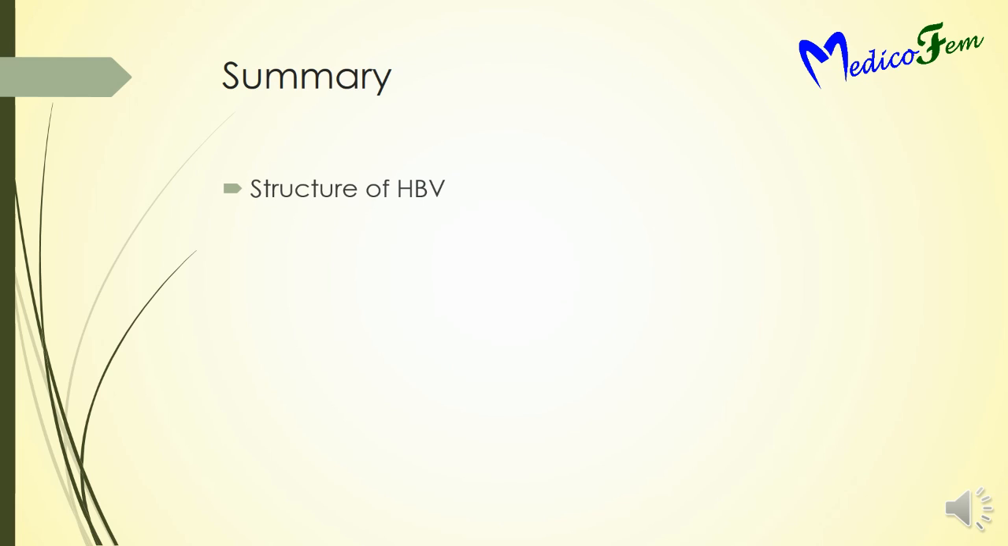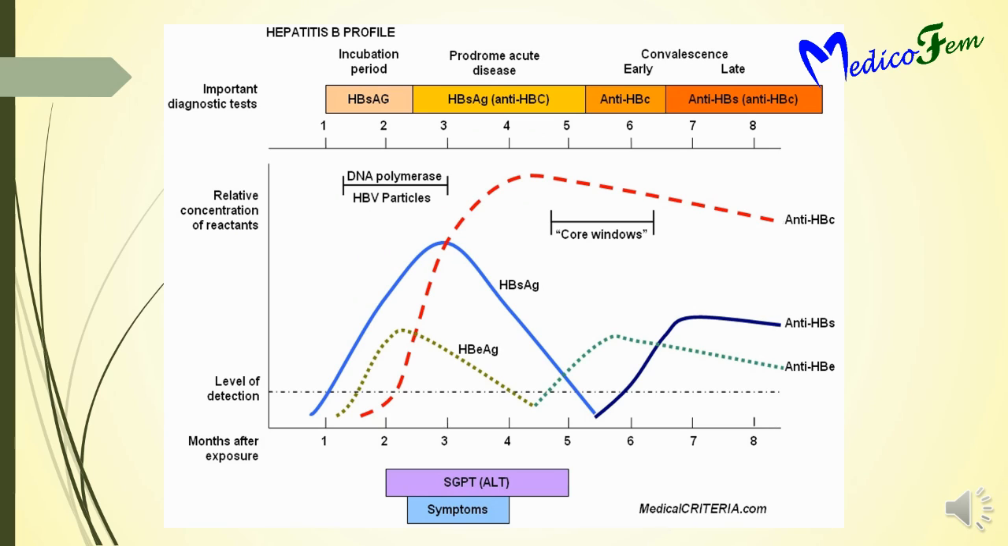In this lecture, we have covered the structure of hepatitis B virus, modes of transmission, clinical disease, and laboratory diagnosis. This is the complete diagram showing all the consequences of hepatitis B along with seromarkers, liver enzymes, and symptoms. Broadly, it is divided into three phases. First is incubation, where HBsAg appears in the blood. This is the HBsAg level in blood or serum. In this phase, there is DNA polymerase activity taking place, and virus particles are actively replicating in the body.